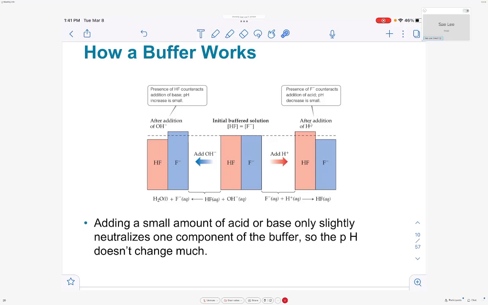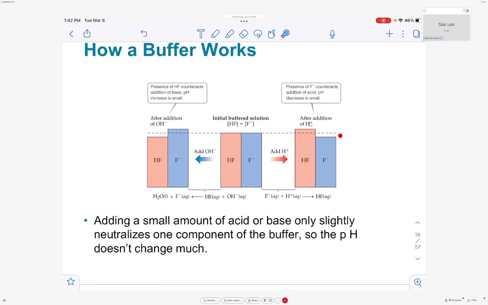Because this basic component had to step up and react with the newly added proton, the conjugate base concentration is going to decrease a little bit, but this reaction produces hydrofluoric acid. So the hydrofluoric acid concentration within the system is going to increase slightly. In this way, the system can maintain a pretty stable and constant pH level throughout. The pH level will change, but it will not change dramatically. This is how the system remains at a stable pH level.